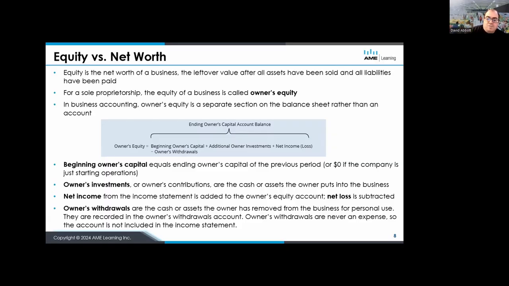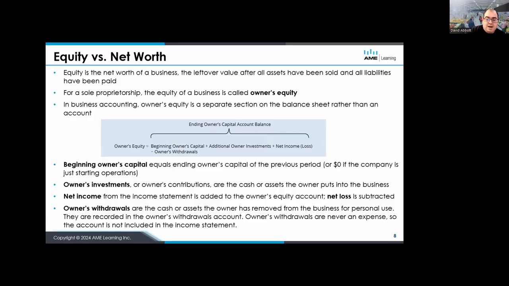Now, the owner's investment or the owner's contribution is the cash, or it could also be other assets that the owner puts into the business. So let's say that the owner has a truck that he is not going to use personally now. He's going to use it just for the business. That would be an investment because he's turned that over to the business. If it's only going to be used by the business, or again, obviously money that he's or she's contributing, that would be the investment or the contribution to the business. That would be part of owner's investment.